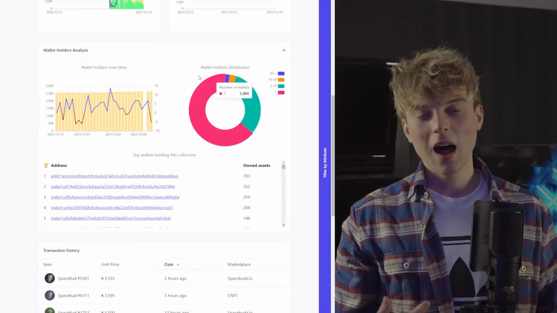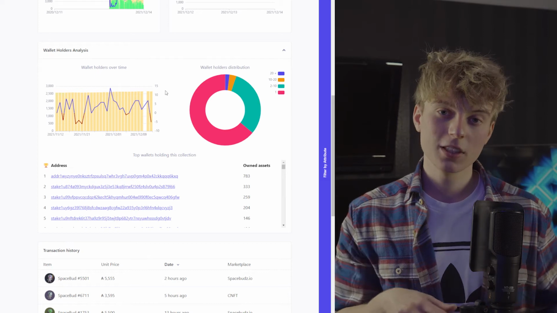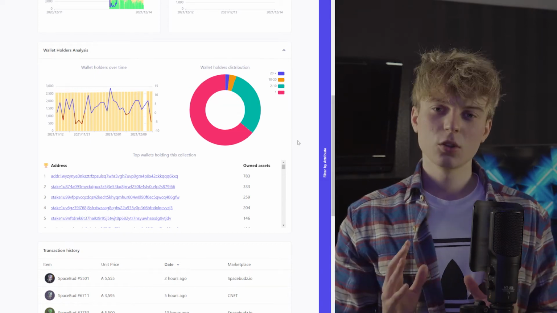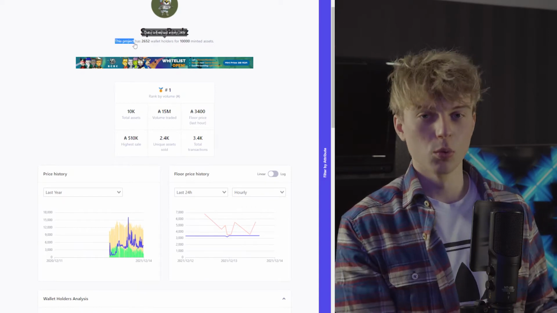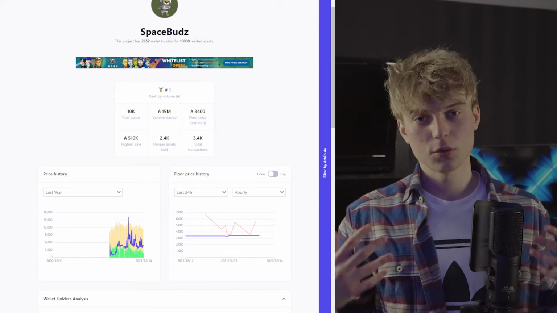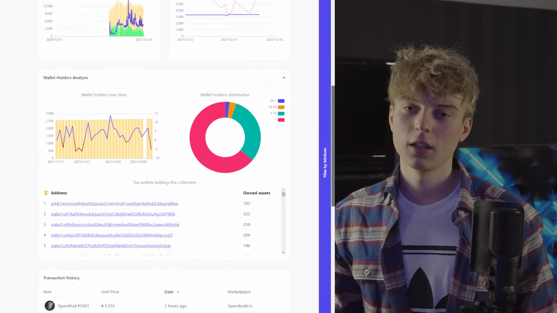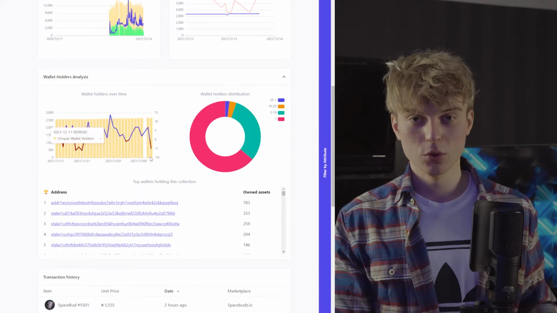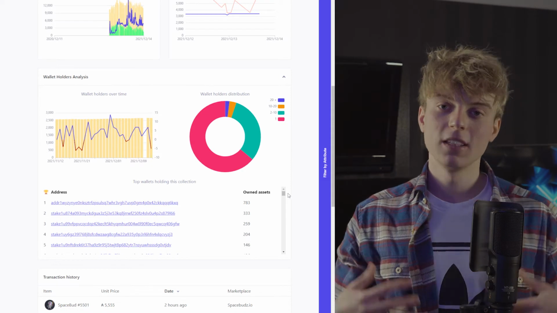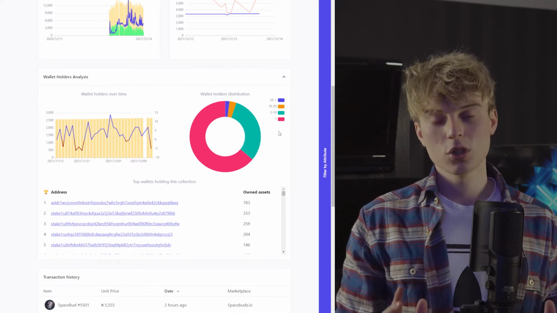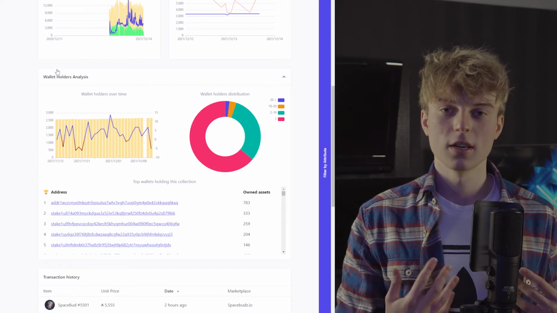You can see on how many different wallets the NFTs from one project are. That could be useful because when NFTs are only on a few wallets, it's really volatile. The floor price could be easily manipulated because of the few wallet holders. On the other side, if there are many different wallet holders, the project is more stable and the floor price as well.